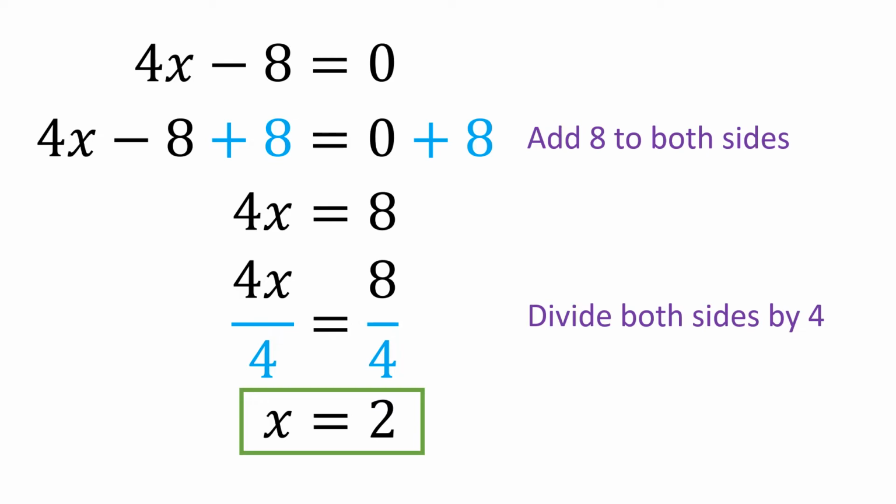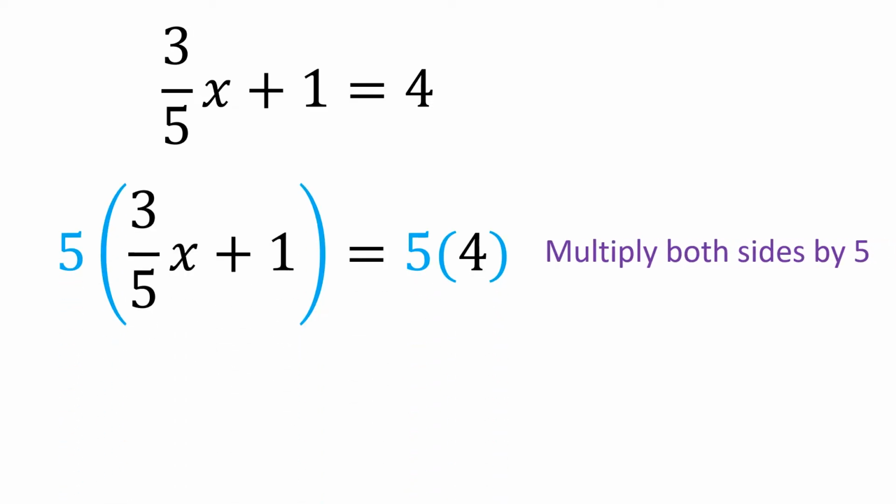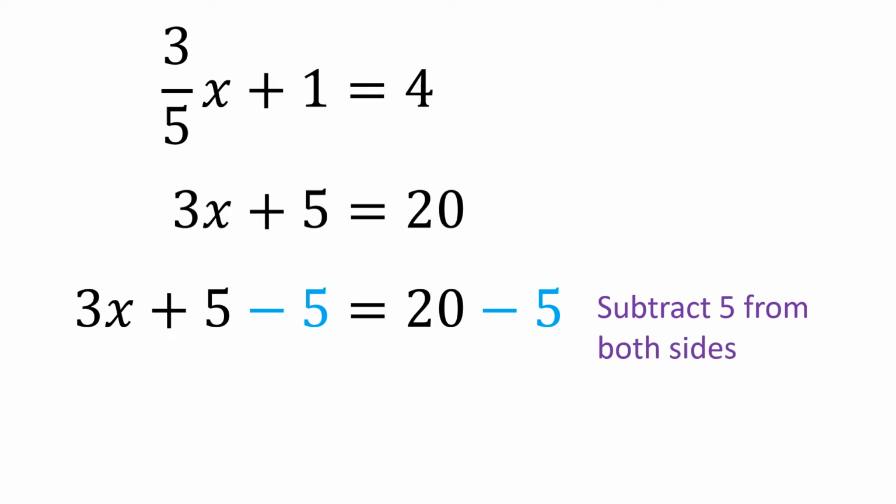Now let's say we have 3 over 5x plus 1 equals 4. Let us first try to eliminate the fraction to make it look easier. Notice that we can eliminate the fraction by multiplying both sides by 5. So we have 5 times 3 over 5x plus 1 equals 5 times 4. Now this becomes 3x plus 5 equals 20. Now let us eliminate 5 by subtracting 5 from both sides. So we have 3x plus 5 minus 5 equals 20 minus 5.